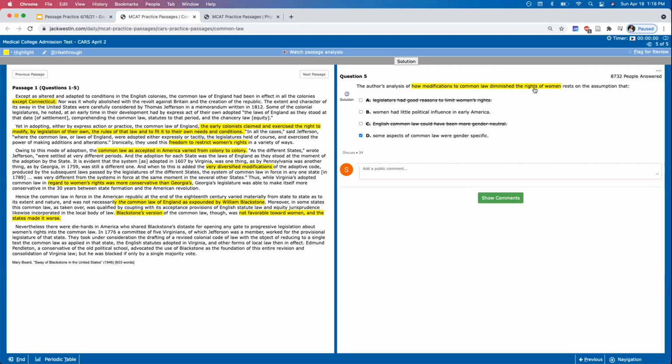So you say B is wrong because B is not an assumption? I'm trying to say, if this is the assumption, women had little political influence, then why are they diminishing more rights? It doesn't make sense to do that, right? Oh, I see. It's more like a larger thing, I think. Okay, thank you.